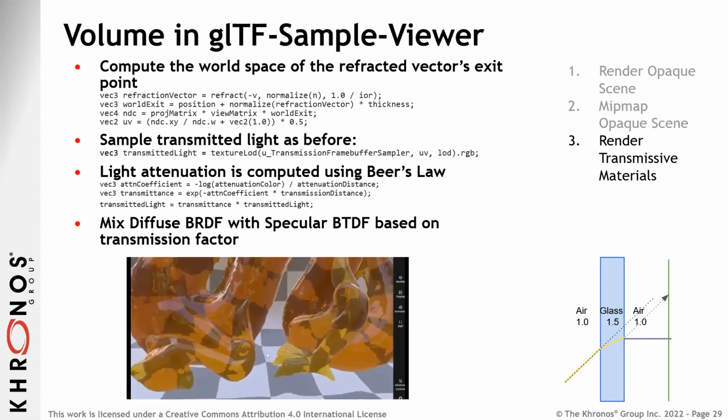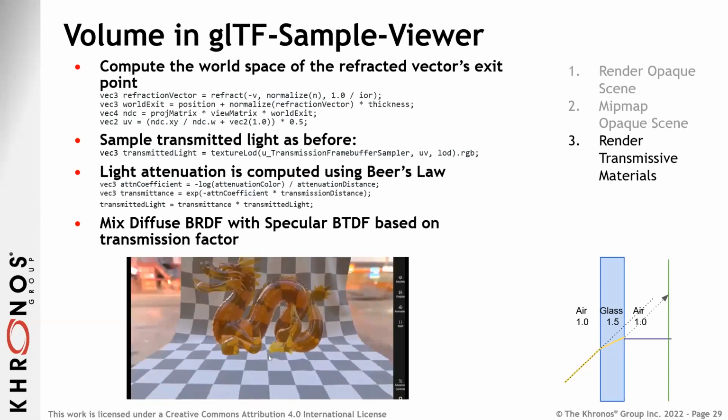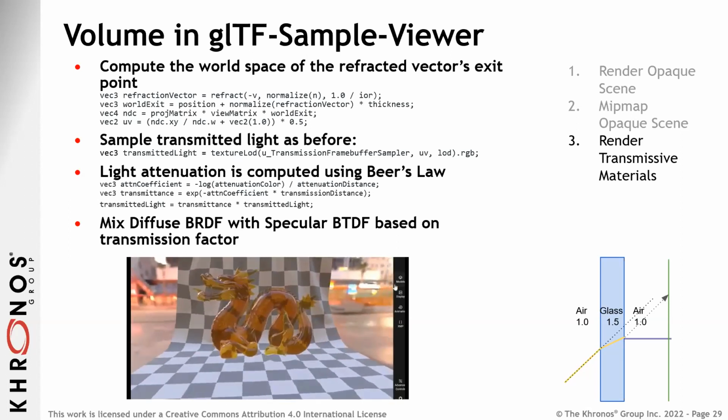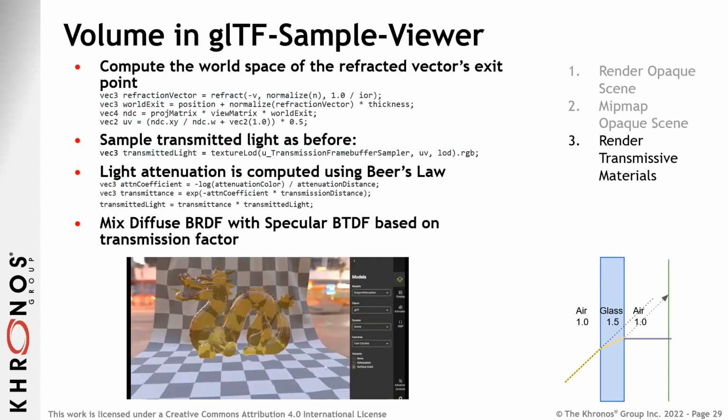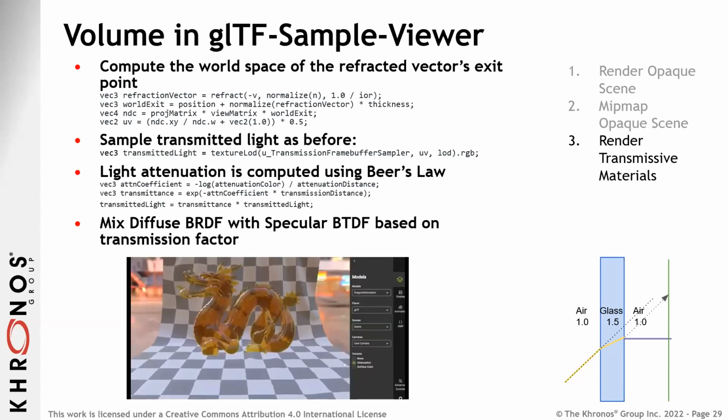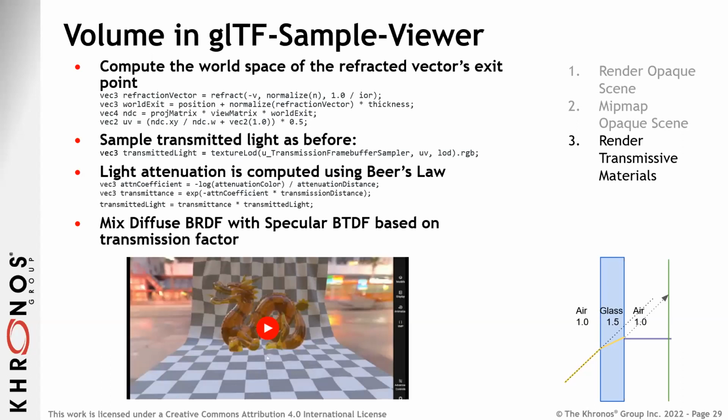We use Beer's law for that. And so you can see here the attenuation color and attenuation distance are coming into play for that color calculation there. And as before, the result of this is all happening inside that specular BTDF box from the diagram we saw earlier. So that's going to combine with the diffuse BRDF based on that transmission factor. And that's really it. With these additions, we now have support for the volume extension by adding some simple calculations for a refracted lookup into the opaque scene, using IOR and thickness for those two inputs, and then computing the absorption color using those attenuation properties.